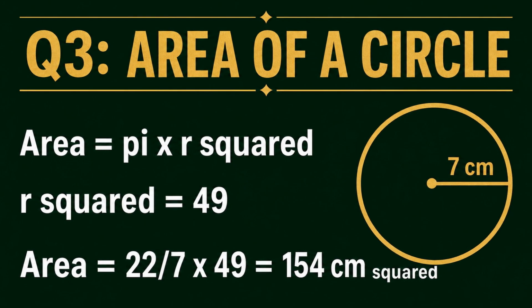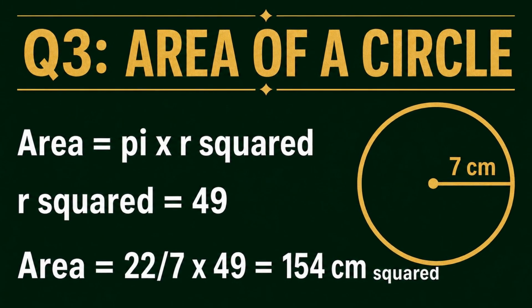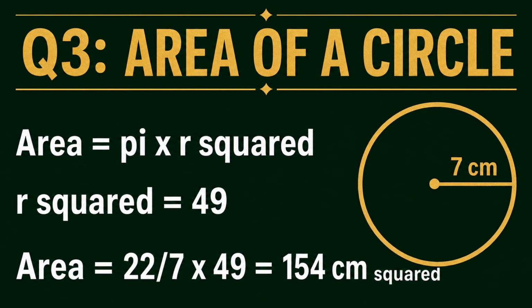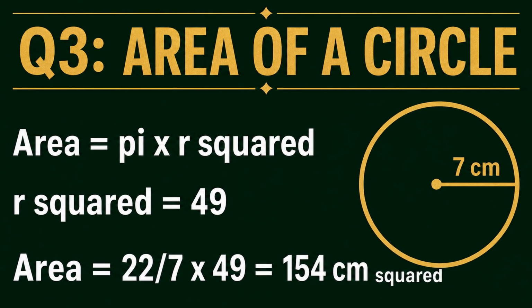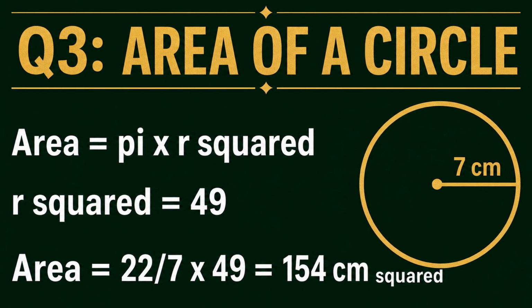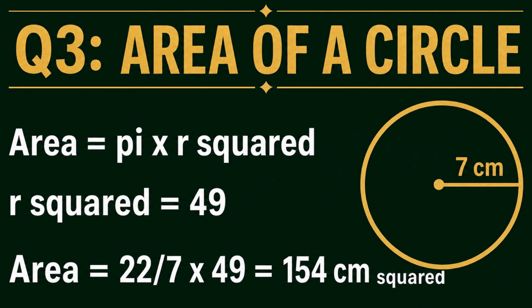Step 1. Square the radius. 7 squared is 49. Step 2. Multiply by pi. 22 over 7 times 49. 7 divides into 49 7 times, giving 7. So 22 times 7 equals 154. So the area is 154 square centimeters.